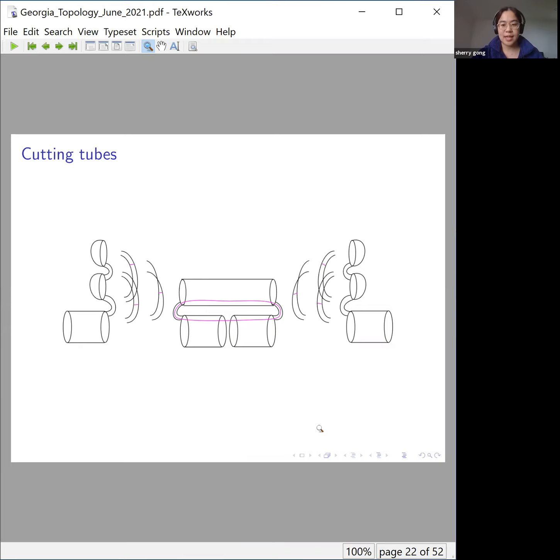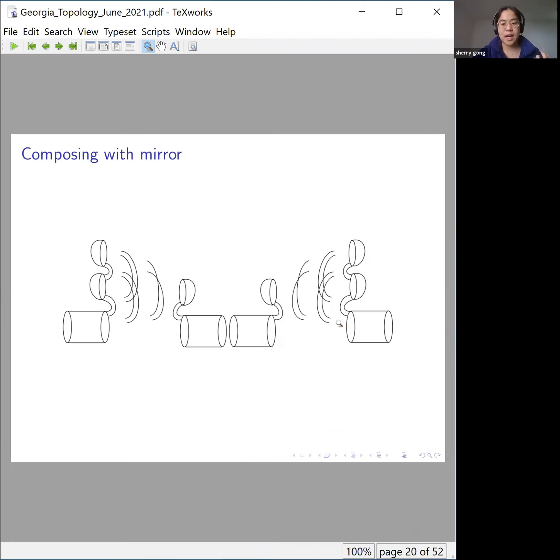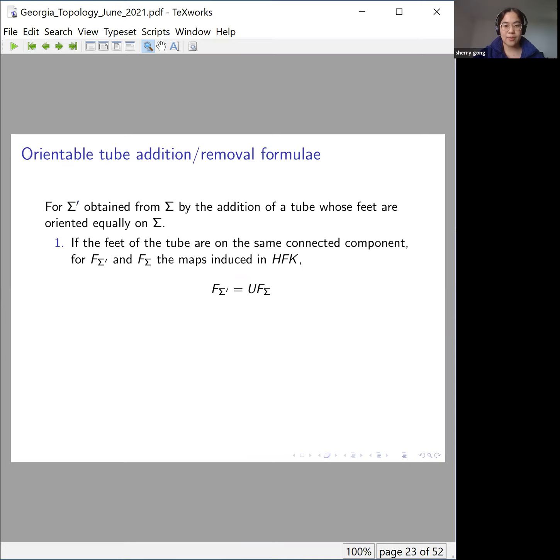So that means that if you can control what happens with tube addition and tube subtraction, then you can control the map induced by this cobordism based on the map induced by the cylinder, which is just the identity. So let me tell you about orientable tube addition and removal formulae.